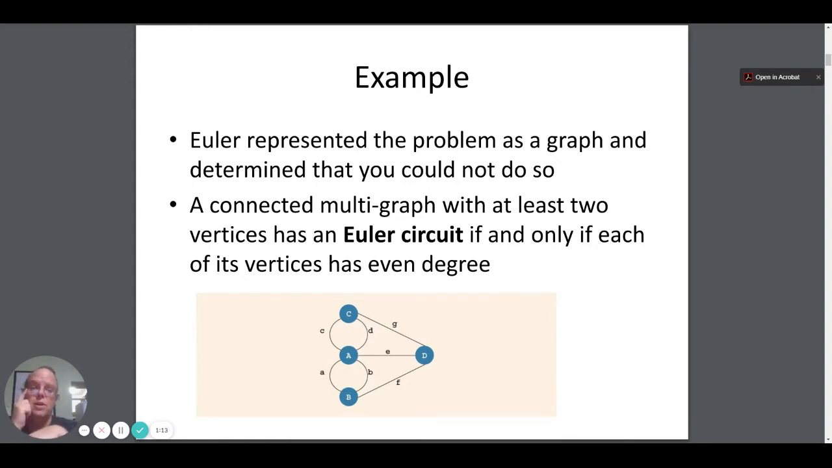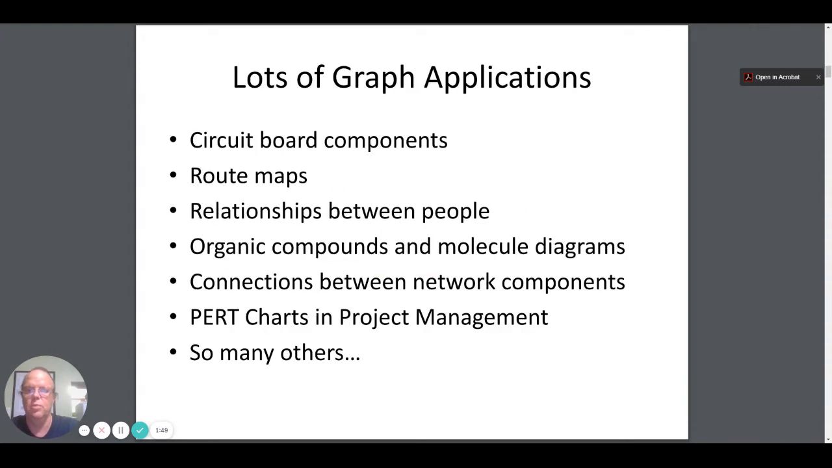And a connected multigraph with at least two vertices has an Euler circuit if and only if each of the vertices has an even degree. And so you can see D has an odd degree of 3, A has an odd degree of 5. So basically, there aren't any of these that really have an even degree. So if all of them had an even degree, then you would be able to do it. But you can't solve this particular problem unless you swim across the river or get creative in some different way.